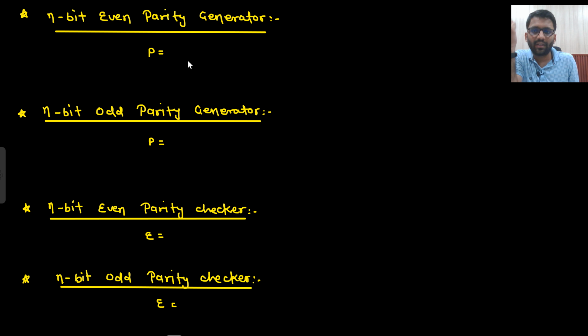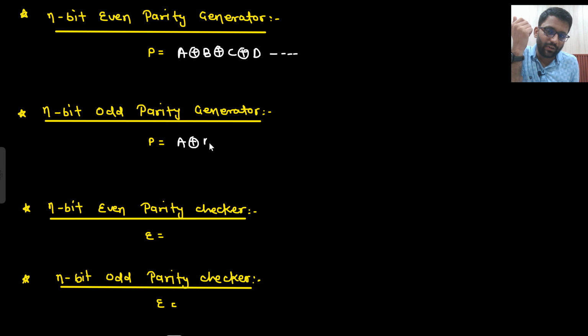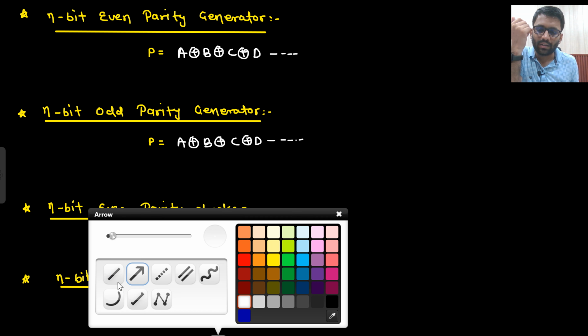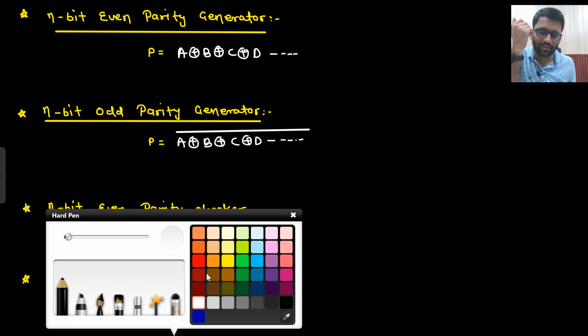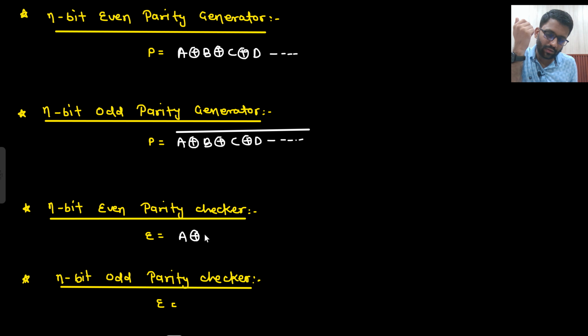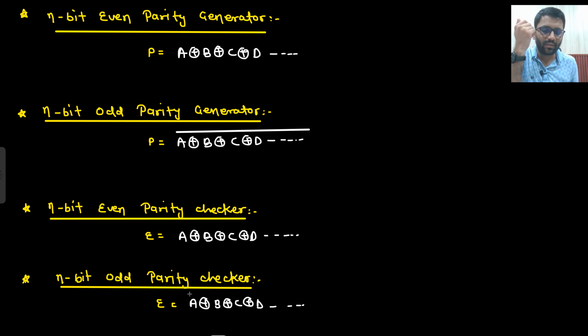So for n bits, we can write it down: A XOR B XOR C XOR D. In that manner it will keep on going. And for the odd parity generator, I will not write the dot here, I will write it in this manner, and then I will take a bar. And here for odd it will be the bar. So do not mug up, but understand the concept. You should know the concept as well.